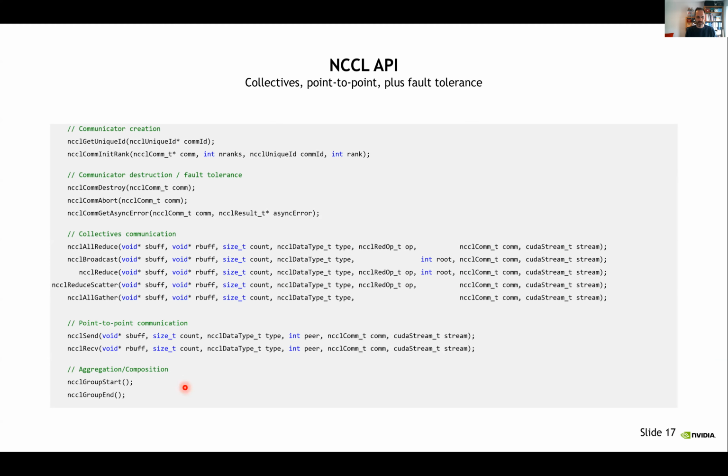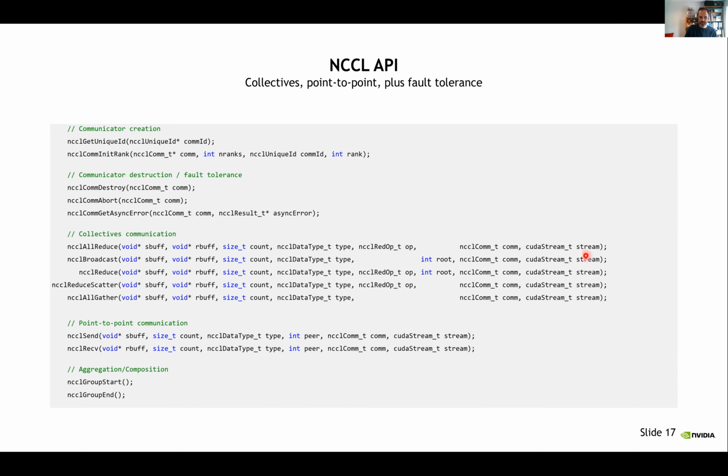A short overview of the NCCL API and its capabilities before I go into a concrete example of how to combine it with MPI. So you have calls to create communicators, of course, and to destroy them. Then the main part of NCCL, collective communication. And these are closely modeled after the collective communication routines in MPI. So you have send buffers, receive buffers, count, data type, reduction operation, and a communicator.